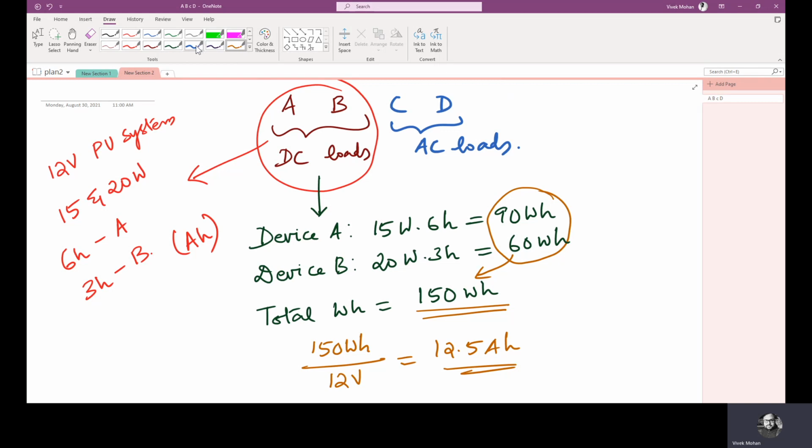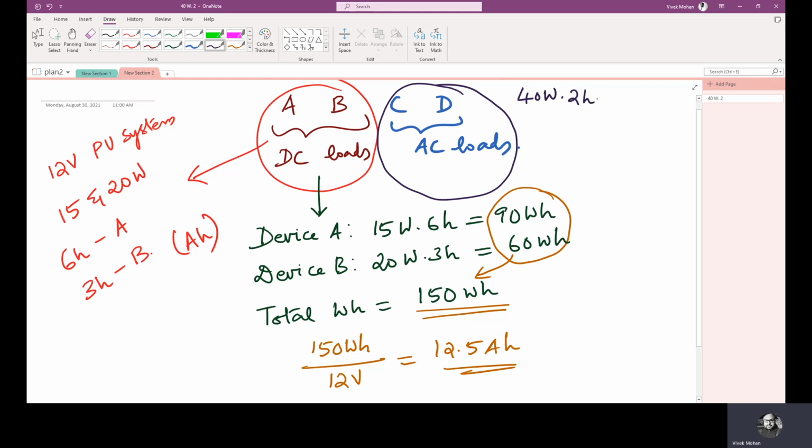Now coming to the AC loads, what will you do with AC loads? What is the difference? I'm going to do the same for AC loads. Say your appliance C is a computer and your appliance D is a TV set, and they are connected to the same PV system which is going to be designed. The computer, that means device C, has a rated power of 40 watts, and it runs for 2 hours.